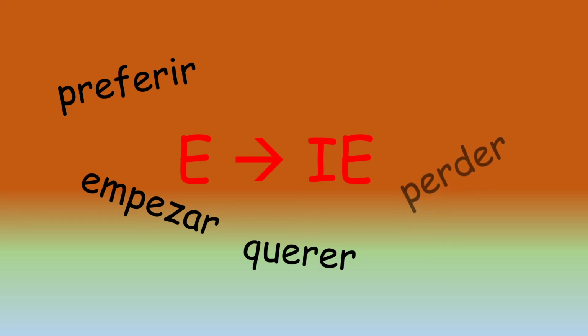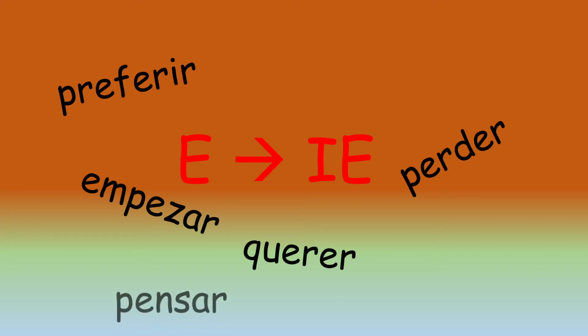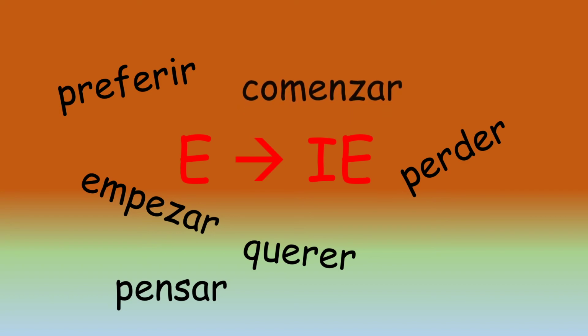In this unit, I think there are only 7, and you need to write those down. You have to memorize what they are. All right, preferir is one. Okay, to prefer. Empezar is an E to IE stem changer. It is to begin. Querer is to want, another stem changer, E to IE. Perder, to lose, another E to IE stem changer. Pensar, to plan or to think. Comenzar, to start or to begin.